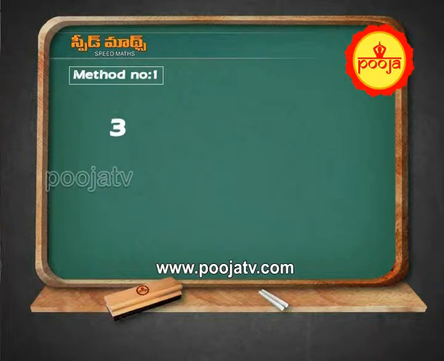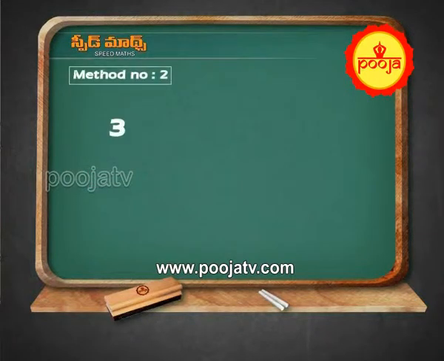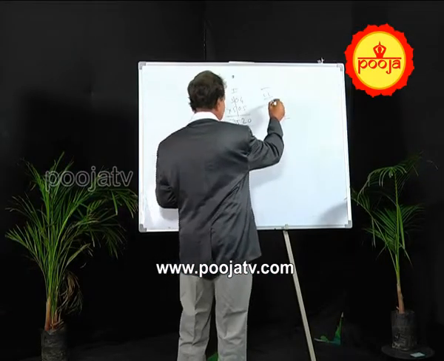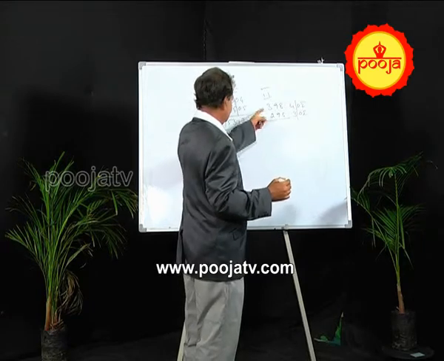Method number 1, 304 into 505. Give a slash, 5 4s 20, 5 3s 15, 5 4s 20, 20 plus 15 35, 5 3s 15. And the second method is conversion. 398 into 298. Now, this is the one method. 398 written as 400 minus 2, 298 written as 300 minus 2, and give a slash. This is one method I have told you.